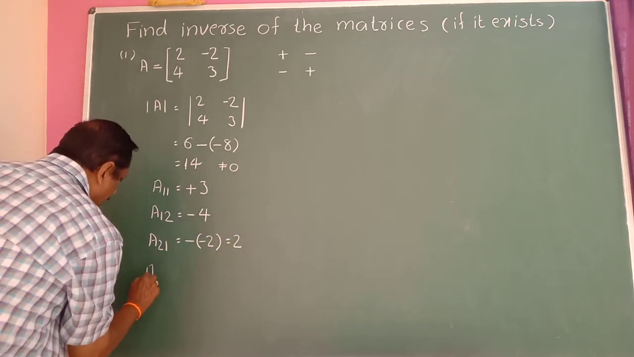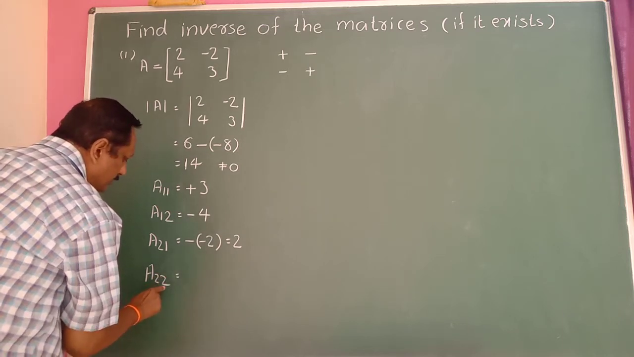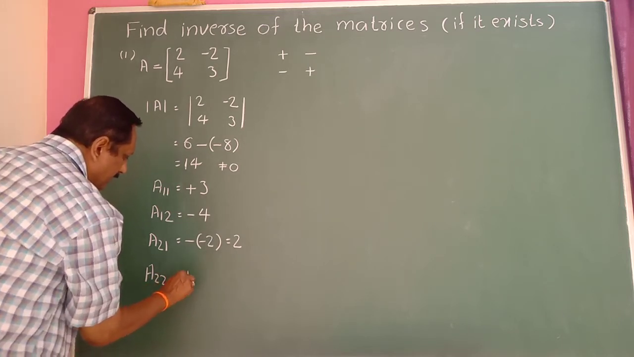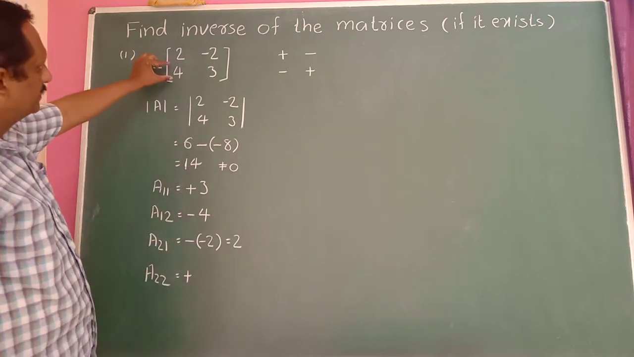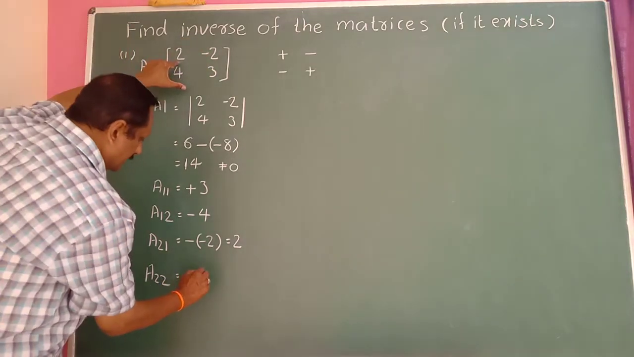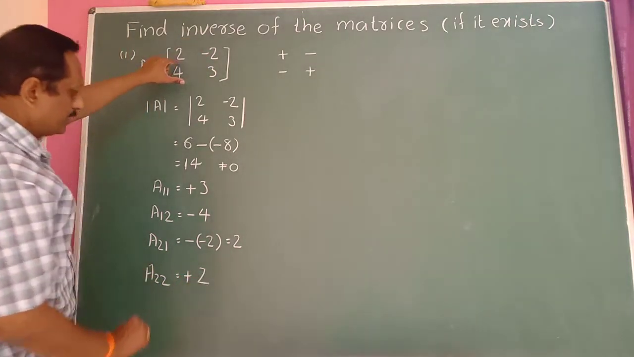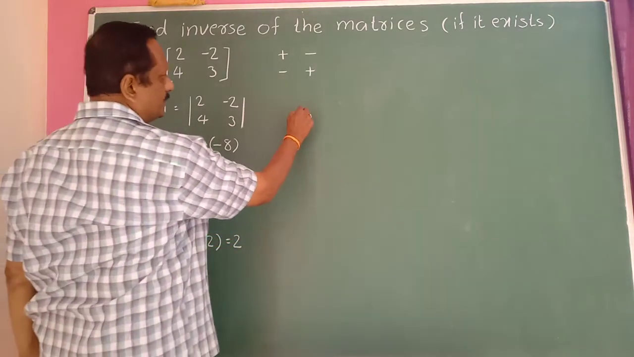Then A22. 2 plus 2 is 4, an even number, so take the plus sign. Deleting the second row and the second column, the remaining element is 2. So write 2. Okay. Therefore, these are the cofactors. Therefore, the adjoint of the matrix.